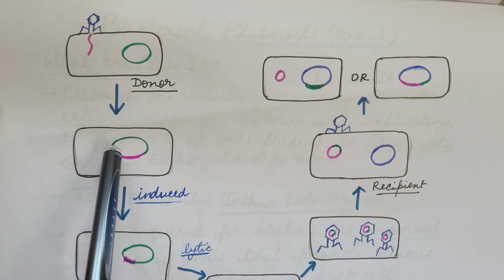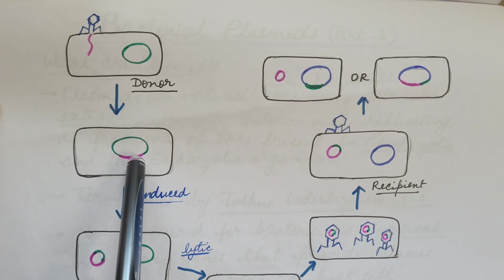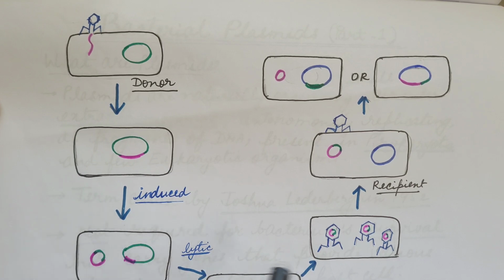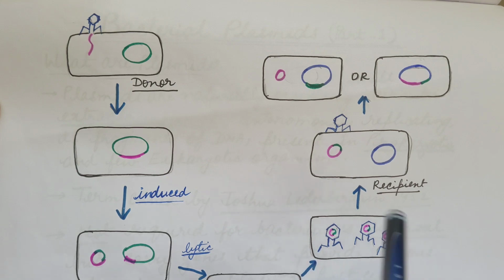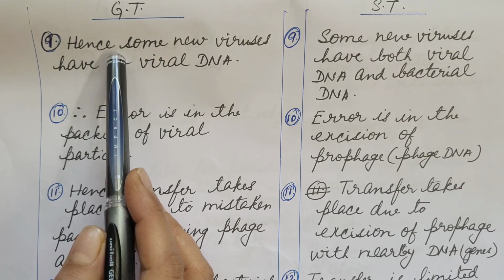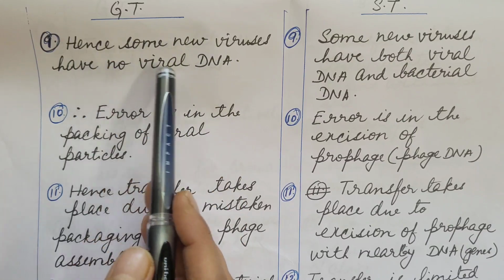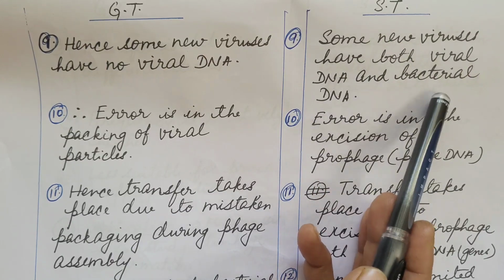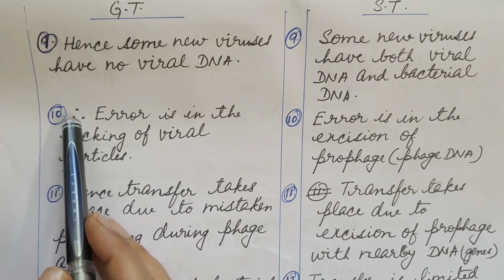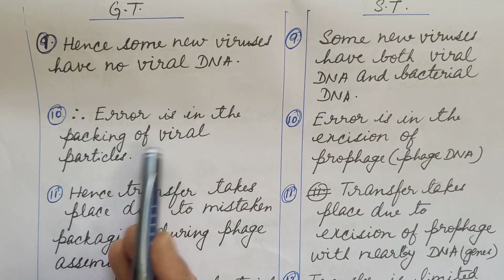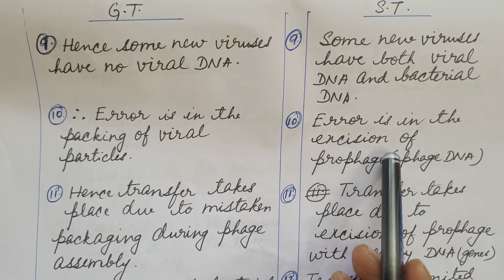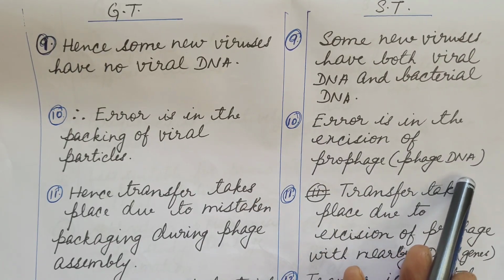Only those genes which are adjacent to the integration site of the phage DNA are excised and packed in the viral particle. So, it is not random, it is specific. Hence, in generalized transduction, some new viruses have no viral DNA. In specialized transduction, some new viruses have both viral DNA and bacterial DNA. Therefore, in generalized transduction, the error is in the packing of the viral particles, while in specialized transduction, the error is in the excision of prophage or phage DNA.